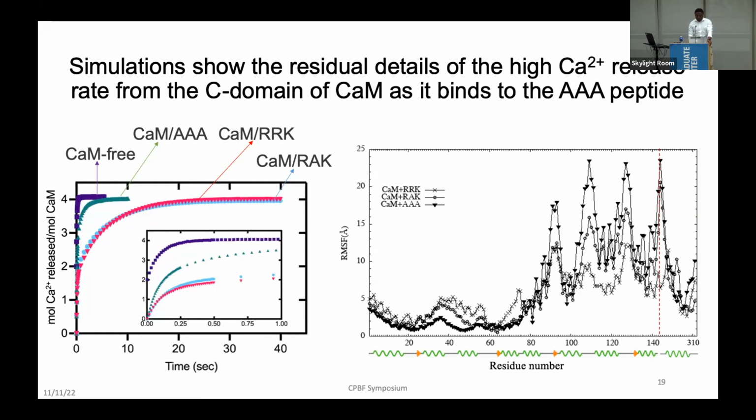Also, if we look at the complex between the calmodulin and the wild type peptide, we can see that the fluctuations are almost the same in the N domain and in the C lobe of calmodulin. This further shows the stability of CaM as compared to that of CaM in complex with the peptide with triple mutation.